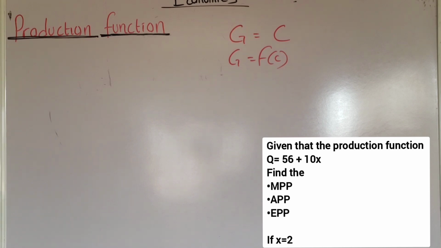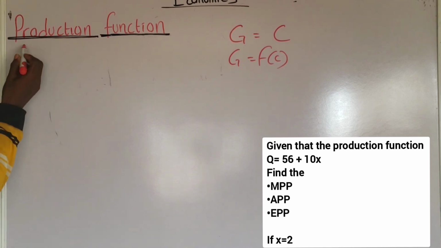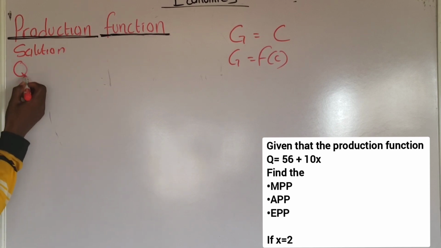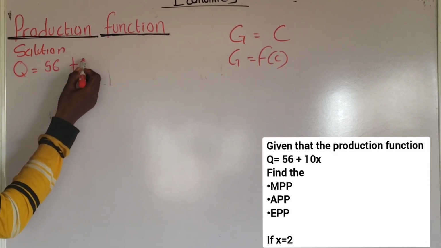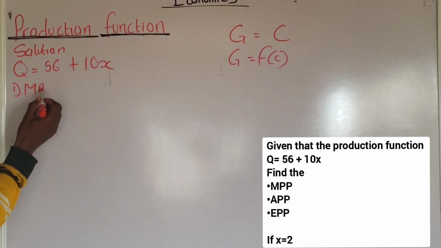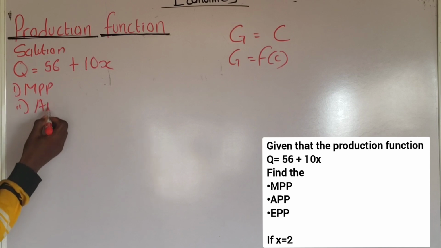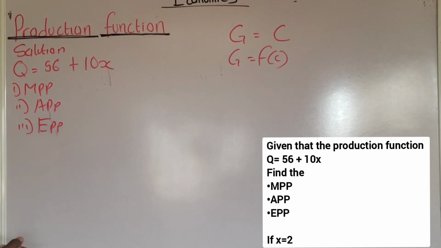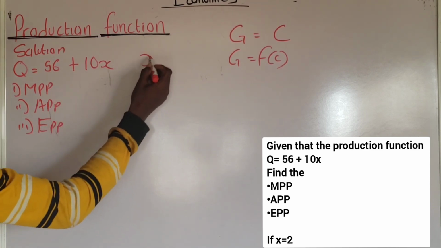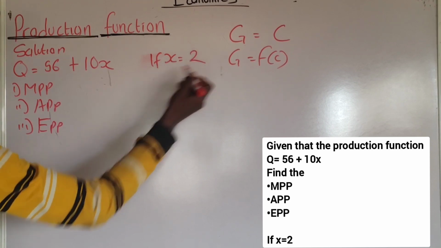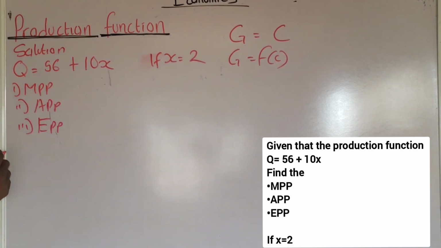In solving this question, solution: you know that Q equals 56 plus 10x. Now we are asked to find the MPP, the APP, and the EPP. To calculate, we are given that x equals 2, okay? Now, how do we calculate the MPP? Don't forget that I told you MPP simply means marginal physical product.